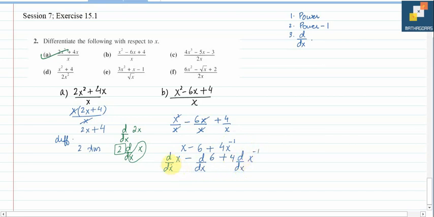Better to try to differentiate the functions simultaneously. It is not like I differentiate this function first and in the next step I differentiate this one. We need to apply the differentiation to all three terms together. So d by dx of x is 1, minus d by dx of a constant, any number, is 0, plus 4. First we need to write down the power, and then we need to subtract 1 from the power. The final answer is 1 minus 4 divided by x square. That is your final answer.